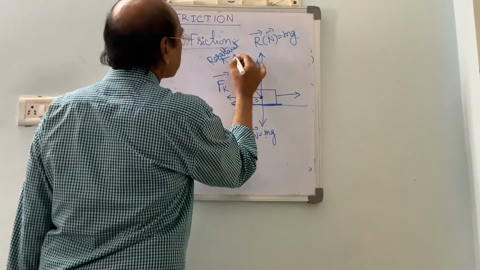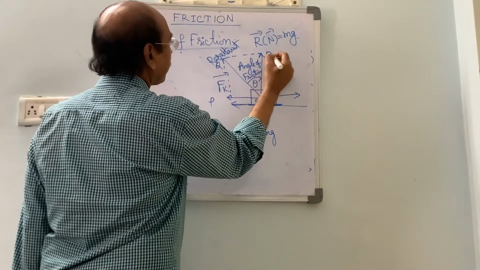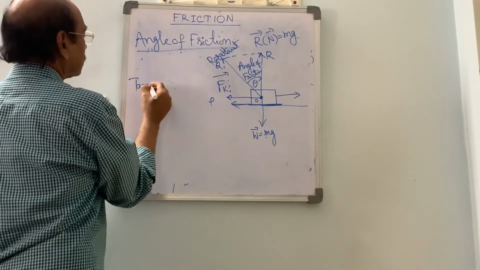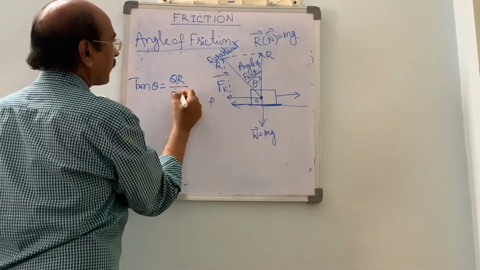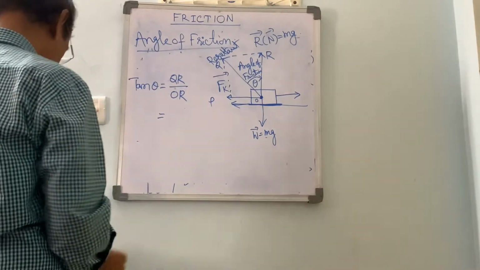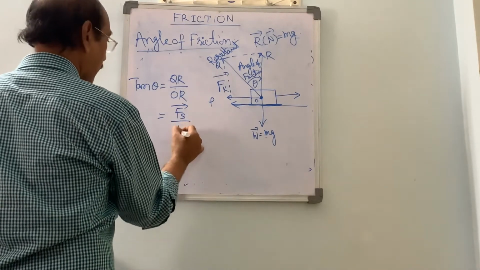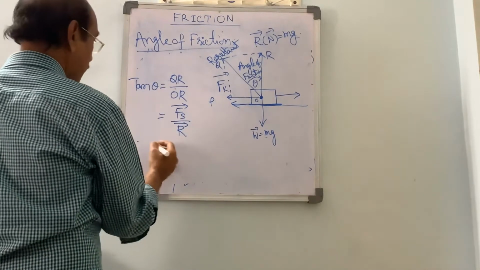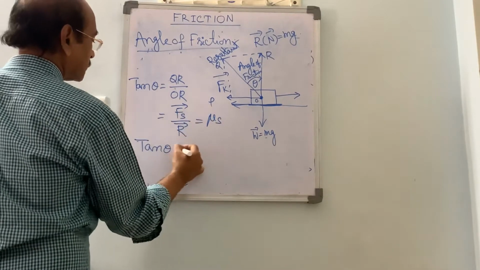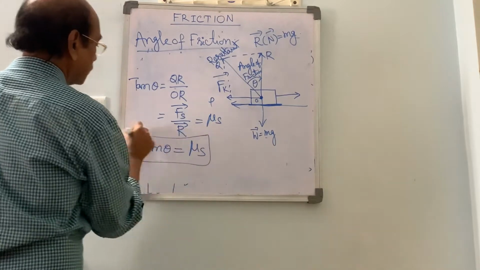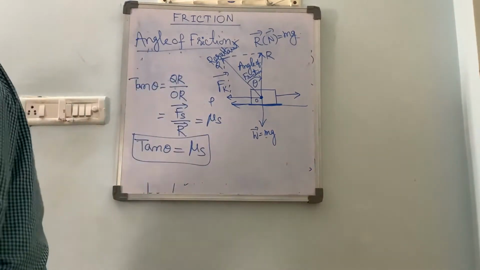So from this figure, tan theta is equal to QR by R, Fs by R bar. So tan theta is equal to the coefficient of static friction. Therefore, this is the relation between the angle of friction and the coefficient of static friction.